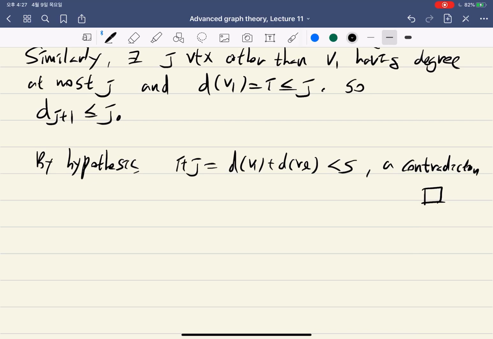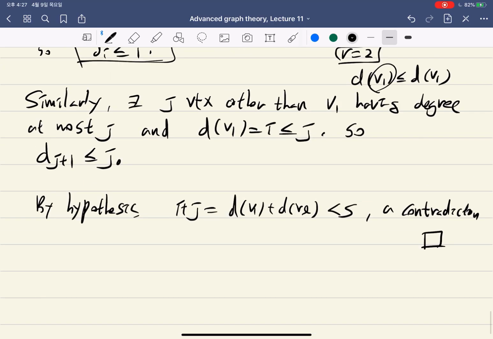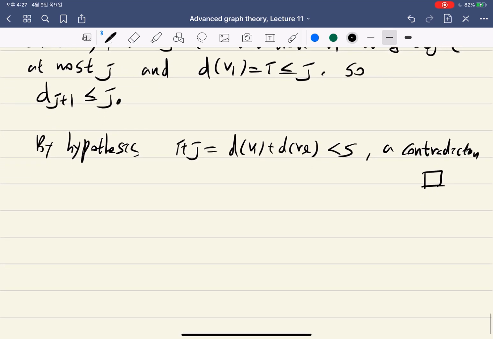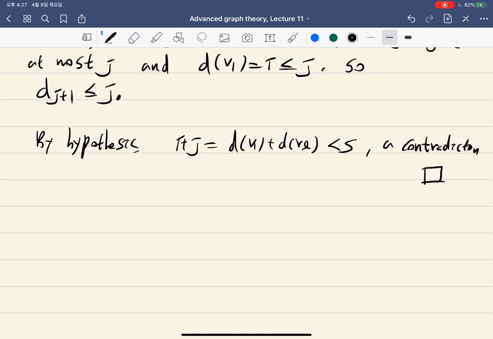And yeah, so today we learned about the circumference and then several theorems, giving the conclusion that the graph has a long cycle, meaning it has large circumference. So yeah. Thank you for listening.